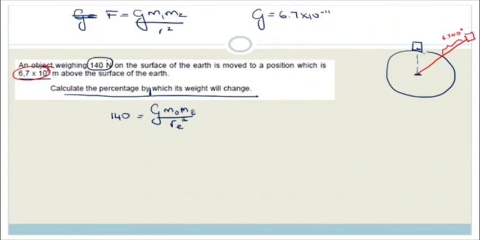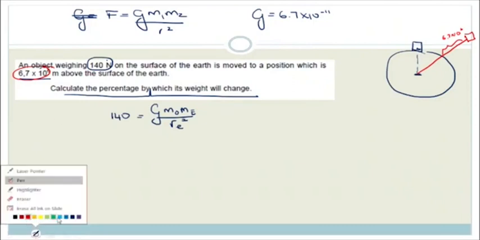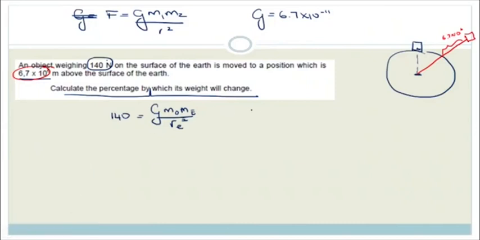So now what do we have? We have that F new is G, mass of the object, mass of the Earth, but now the new radius is the radius of the Earth plus 6.7 times 10 to the 6, all squared. That is the new radius. Do you understand that? That is the new distance of the object from the centre of the Earth.